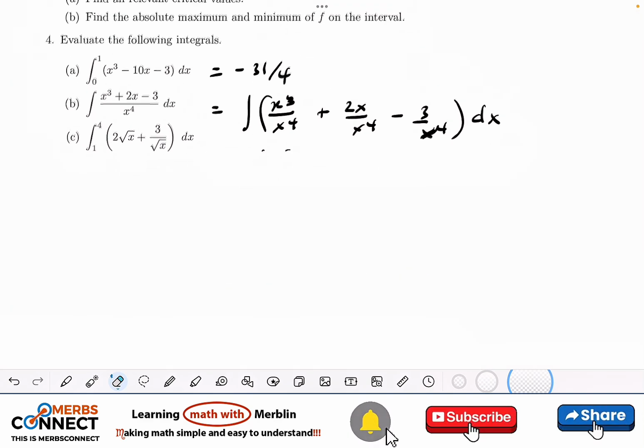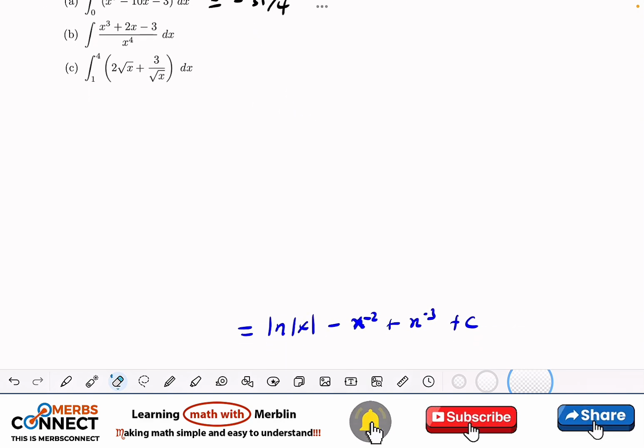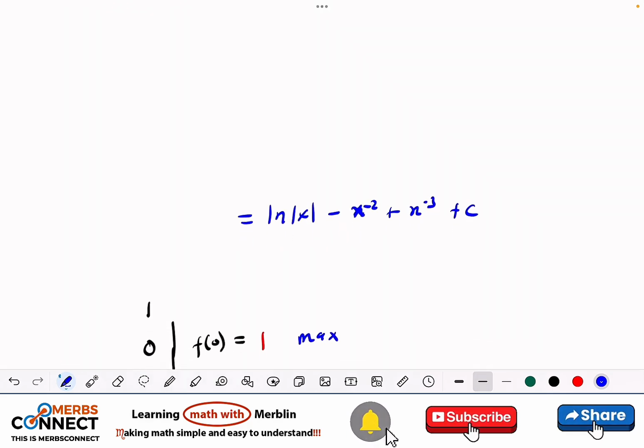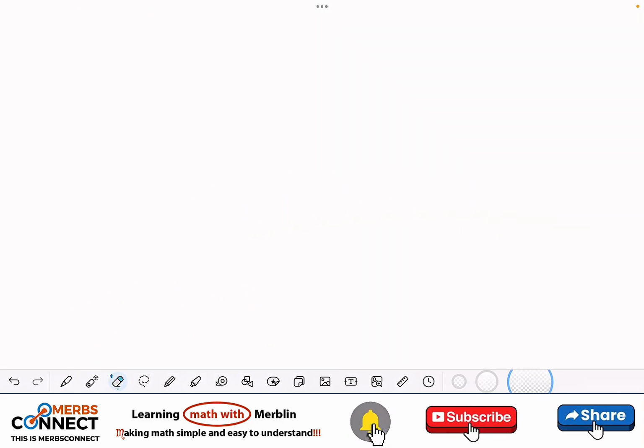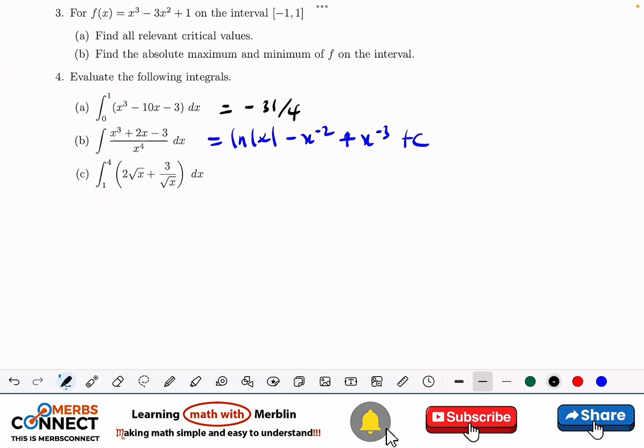So now let me clean the board and then let's look at C. So this is going to give us natural log of x minus 2 plus x to the power minus 3 plus c. Good. So let me clean the board and let's do the last one. We have 2 questions more after this one, then we go.